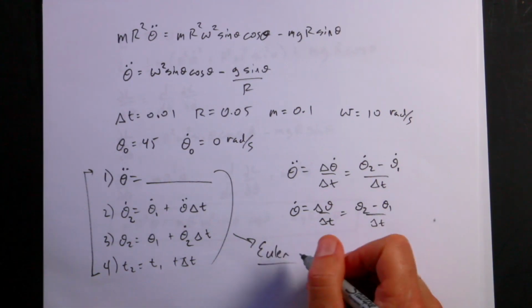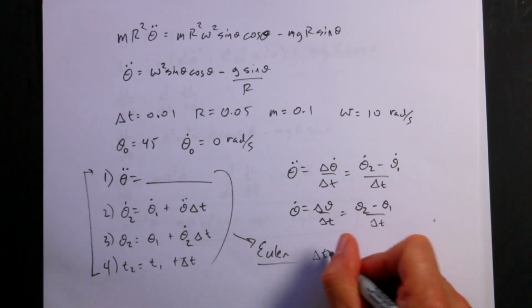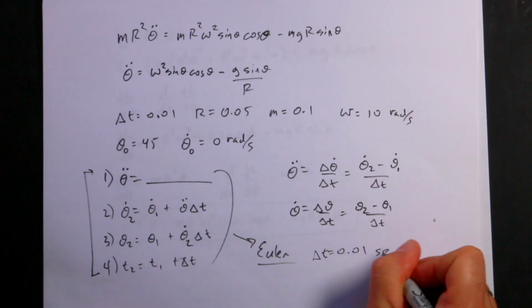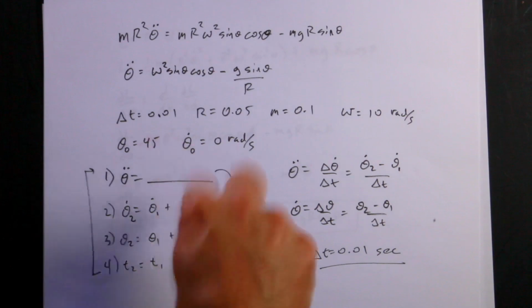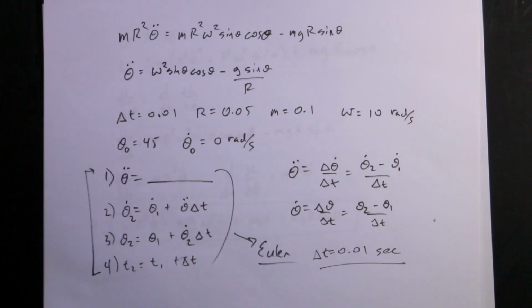This is the Euler method. If I use delta t equals 0.01 seconds, which I actually use smaller than that, then I would have to do 100 of these loops just to get 1 second of data. And I don't want to do that. You don't want to do that. And that's why we use Python.